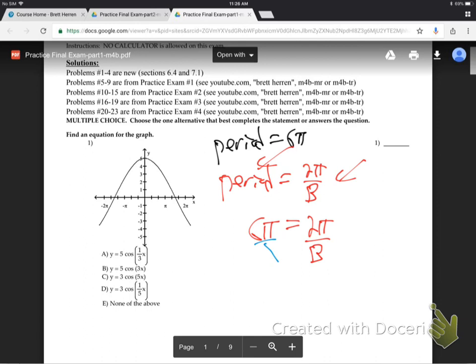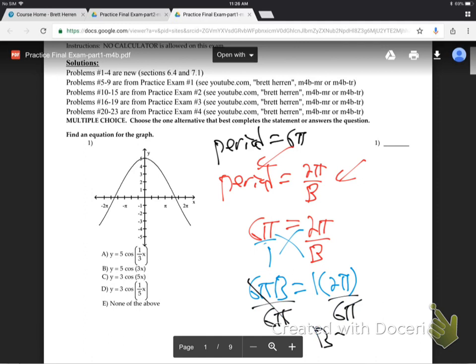How can we solve that for b? Put this over 1. Diagonal, diagonal. 6 pi times b is 1 times 2 pi. And the last step to get b alone: divide by the 6 pi. B is, pi's cancel, 2/6, 1/3. It is answer A. The b, the thing next to x, is 1/3.